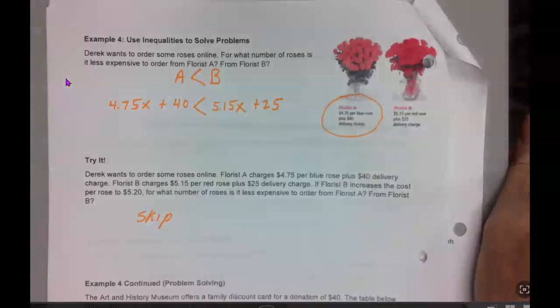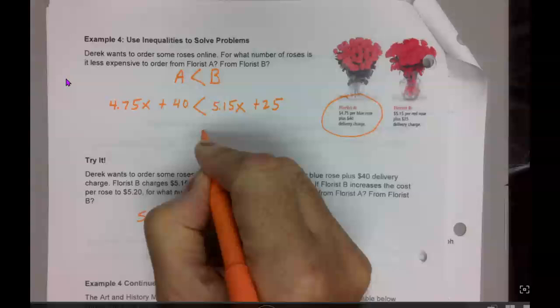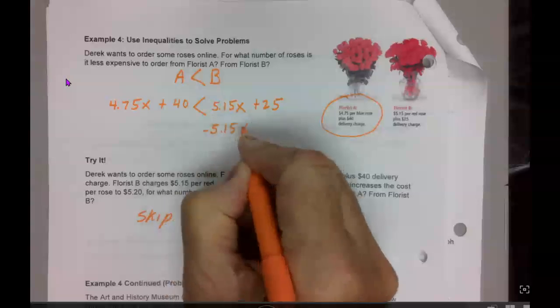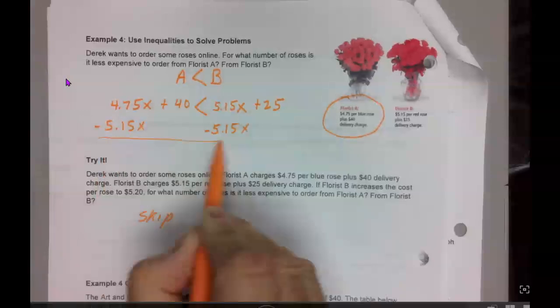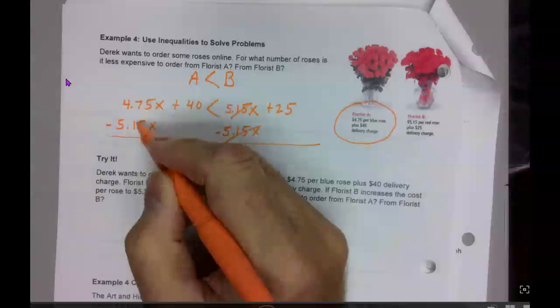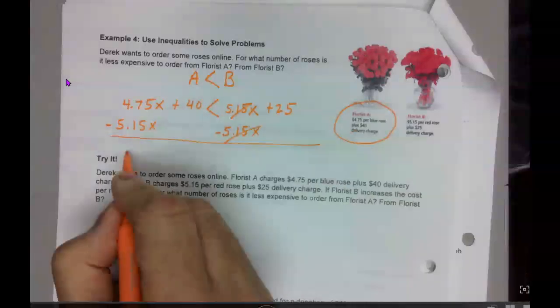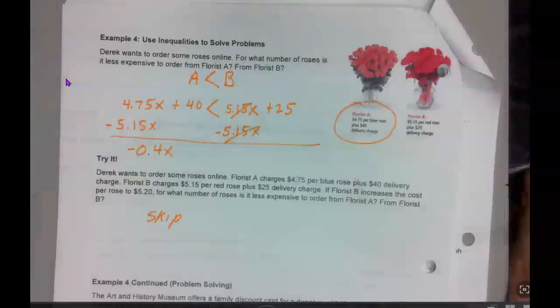So we're going to solve this equation here. I like to get all the x's on one side. So I'm going to first subtract 5.15x from both sides. Now, sometimes that's not great because I'm going to end up with a negative here. So what's 4.75 minus 5.15? You get negative 0.4x. Is that correct?